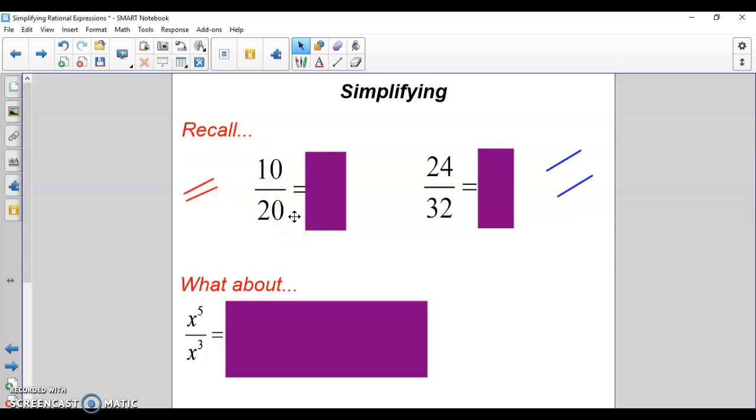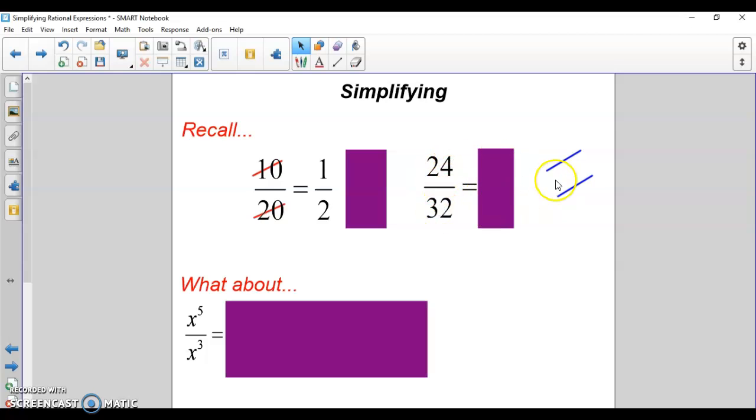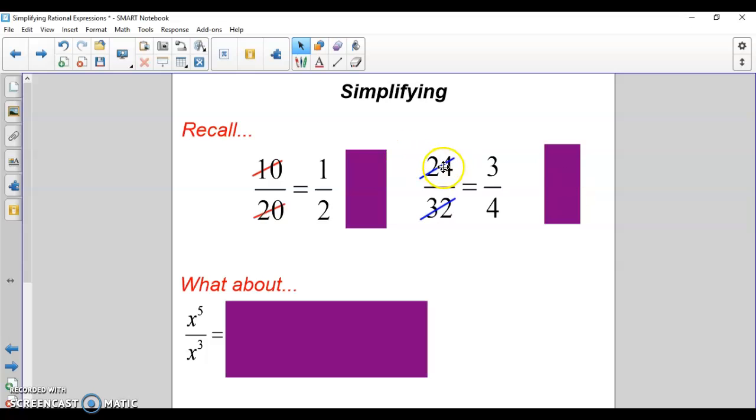Recalling different ways to simplify fractions. 10 over 20. They both have a common factor of 10, so you reduce them both by 10 to get 1/2 as your answer. Same deal with 24 and 32. The common factor between those two happens to be 8, so you reduce them both down by 8 to get 3/4. 24 divided by 8 is 3, 32 divided by 8 is 4. And those are your two final answers there. That'll be a little bit of what we're doing in the beginning here.